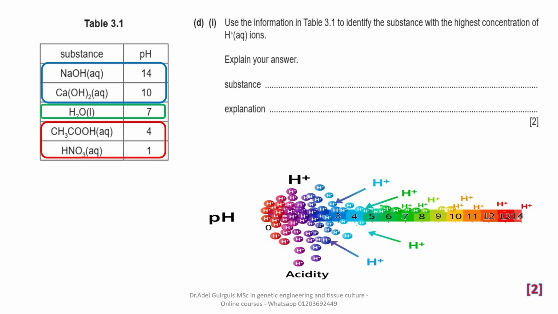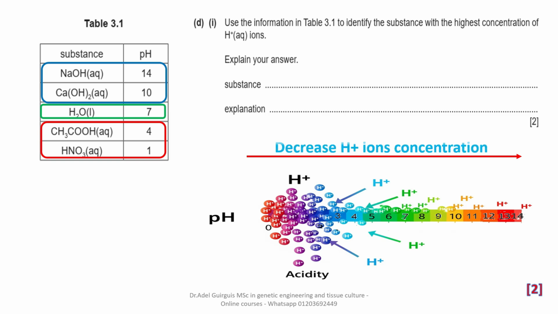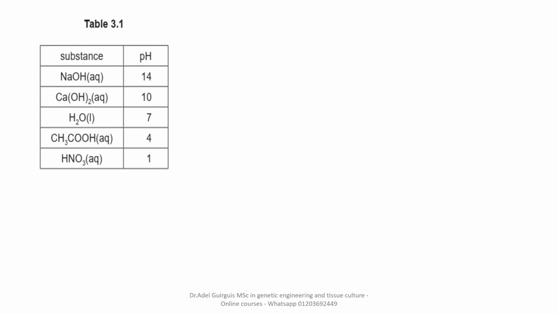This figure represents the pH scale and accumulation of protons along this scale. As we move from left to right by increasing pH, what happens to proton ions? It decreases. So which substance has the highest concentration of protons? Surely the one which has the lowest pH. Nitric acid here has the lowest pH, equal to 1. Okay. Letter D part II.